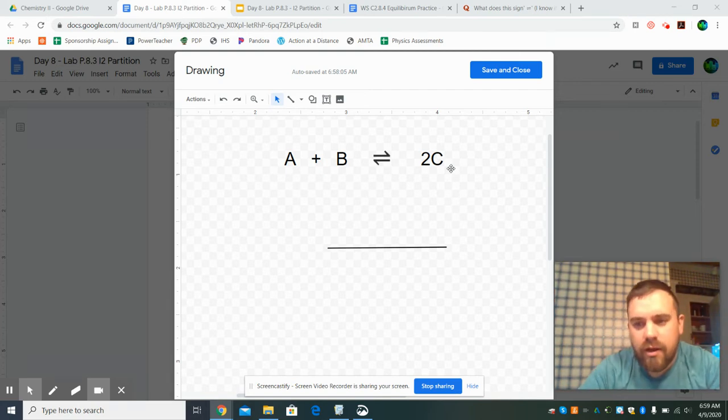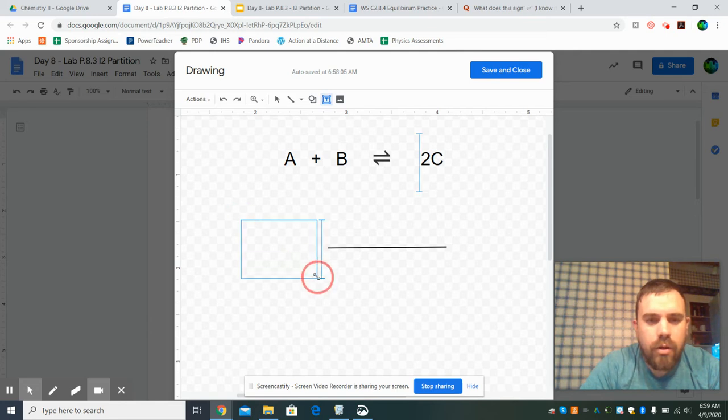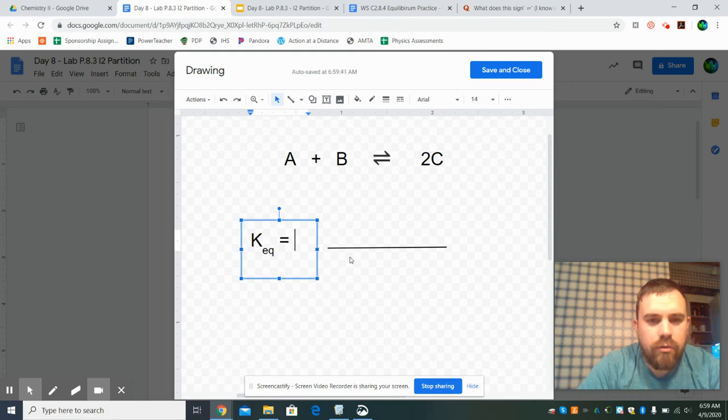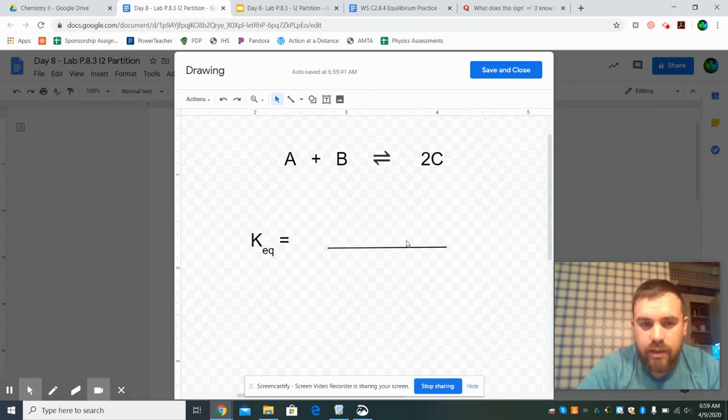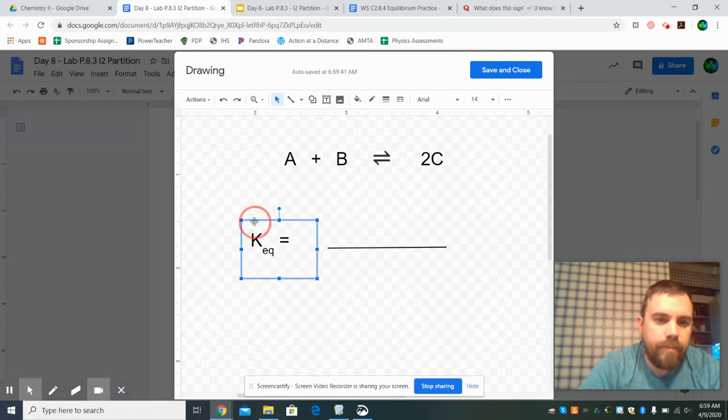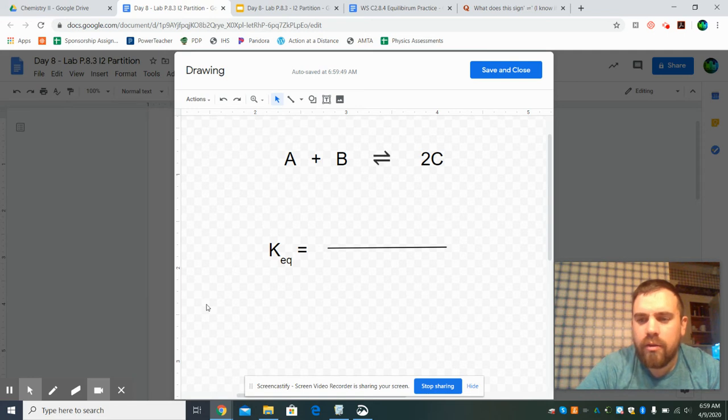So how do I represent that in an equilibrium expression? Well, as you probably remember, KEQ is equal to, and I know this is terrible, but it's equal to product over reactants. And so, therefore, I need to think about, okay, what are the products and what are the reactants?